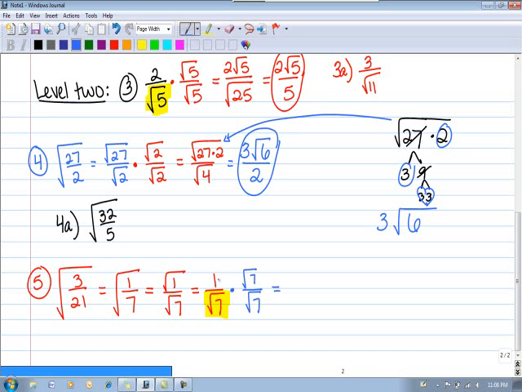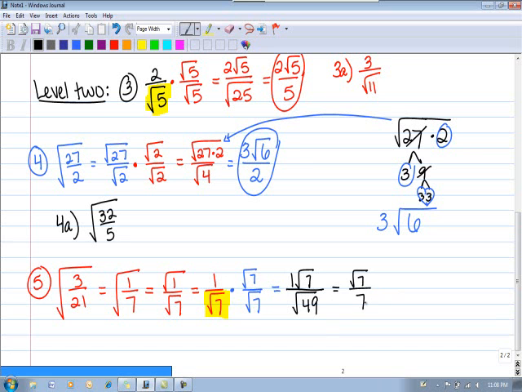Multiply my numerator across. 1 times radical 7 is 1 radical 7. In the denominator, the square root of 7 times the square root of 7 is the square root of 49. And then I'm going to simplify. So 1 radical 7 is really just radical 7. The square root of 49 is 7. And I look at my final answer and I've satisfied my goal.